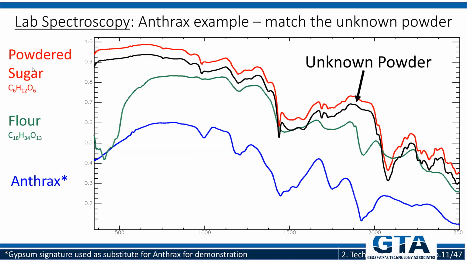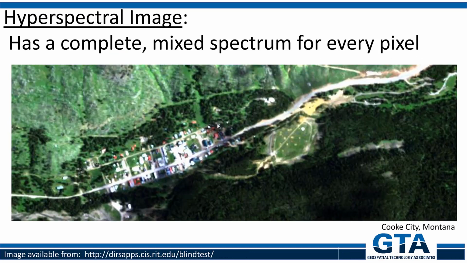We have the same colors, powdered sugar shown in red, flour in green, our stand-in gypsum for anthrax shown in blue, and then the powder from the envelope is shown in black. And if you follow these features, the features for the black powder in the envelope match very well to the powdered sugar. And so we can say we've identified this white powder in the envelope as being powdered sugar and not flour and not anthrax or gypsum. So that's a good example of where we want to use spectroscopy.